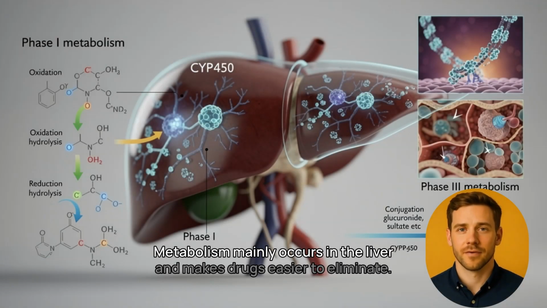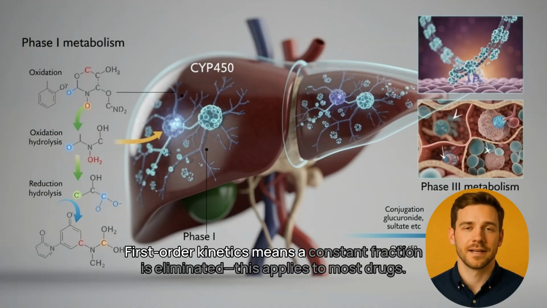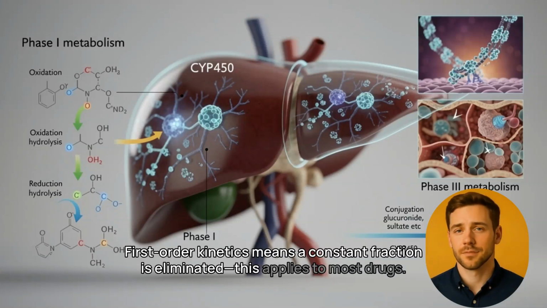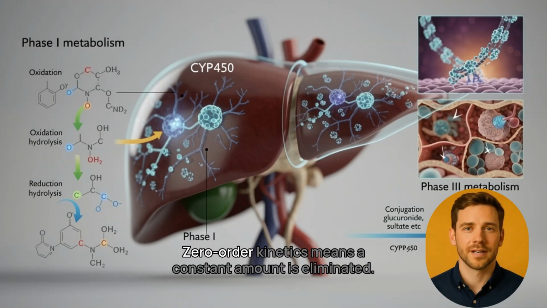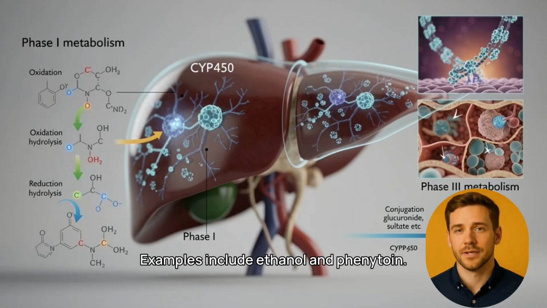Metabolism mainly occurs in the liver and makes drugs easier to eliminate. There are 2 types of elimination kinetics. First-order kinetics means a constant fraction is eliminated. This applies to most drugs. Zero-order kinetics means a constant amount is eliminated. Examples include ethanol and phenytoin.